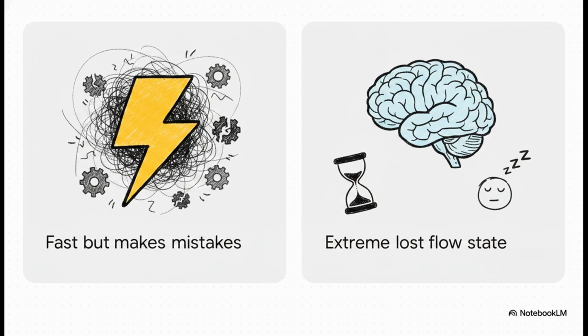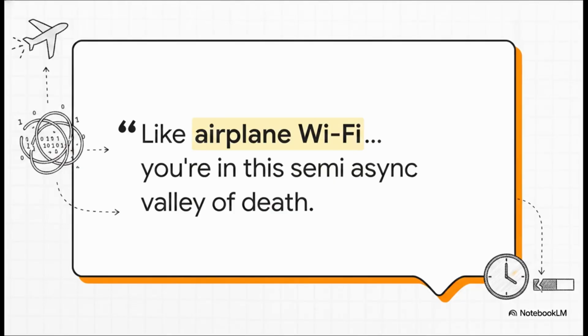And as any developer knows, staring at a loading screen, yeah, that's the fastest way to completely lose your flow state. The source material actually uses a brilliant analogy for this: airplane Wi-Fi. Think about it. Airplane Wi-Fi technically works, sure, but it is so frustratingly slow that sometimes you kind of wish you didn't have it at all. When you're waiting 20 minutes for a coding agent to finish, you are stuck in what they call a semi-async valley of death. You can't really move on to another task, but you can't actively code either. It is literally the worst of both worlds.